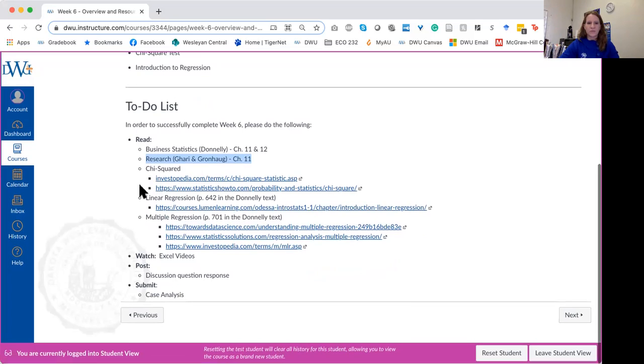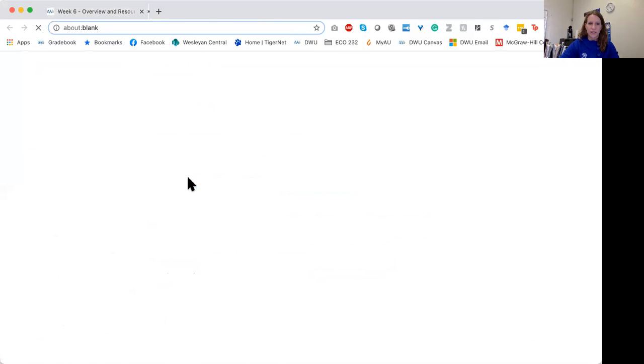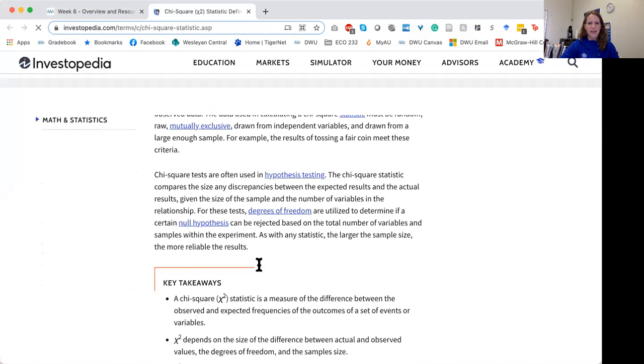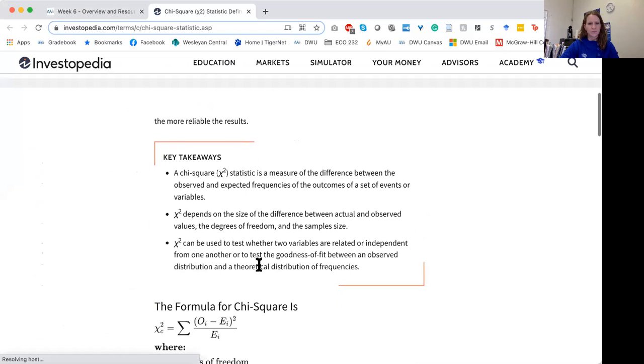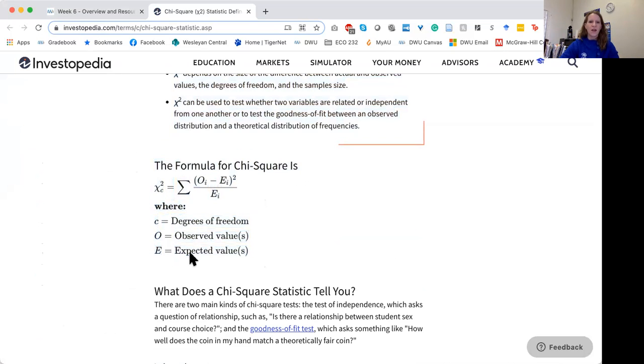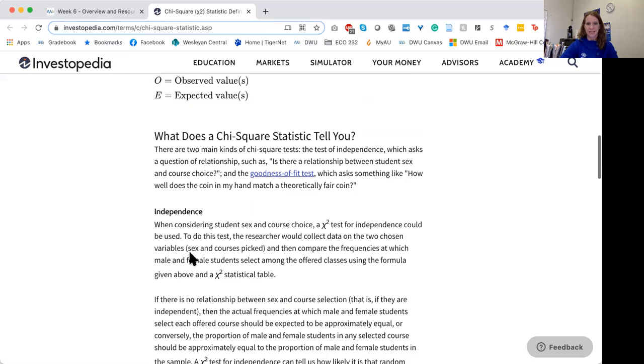But to know a little bit more about the chi-squared test, we've got this lovely Investopedia site. Just kind of tells you what it is, gives you some key takeaways. Again, I don't want you to concentrate so much on the formulas. Know what parts go into it, but if you don't quite understand the math for it, that's okay. Excel will do that math for you. Just know what a chi-squared statistic is and what it tells you.